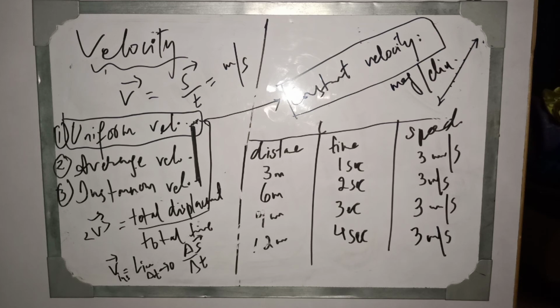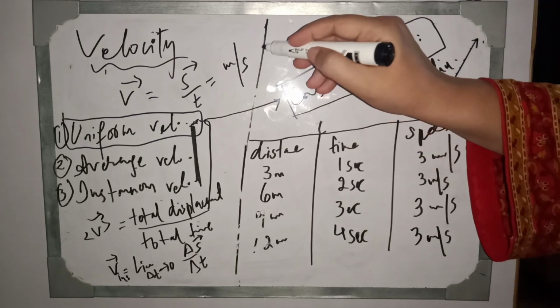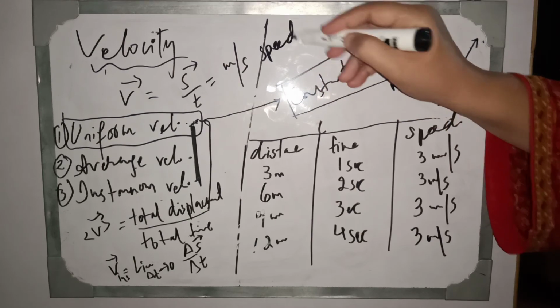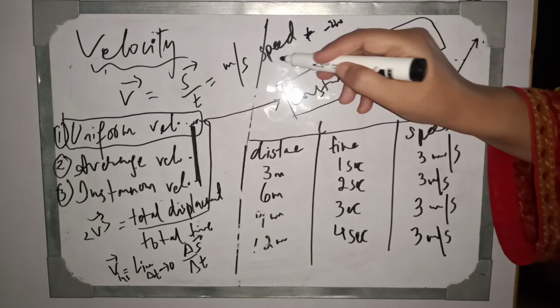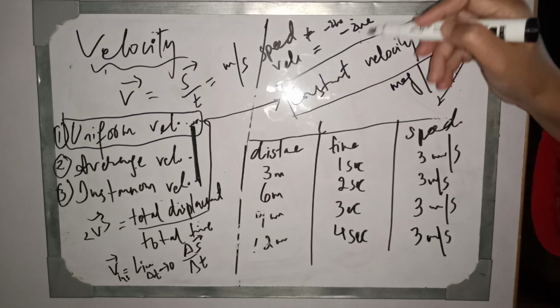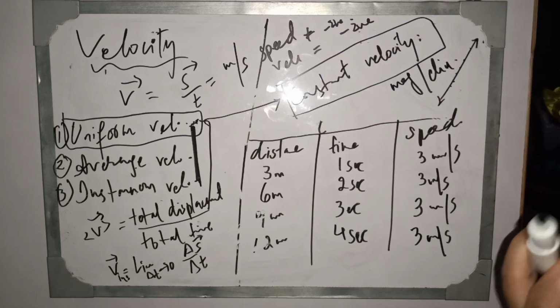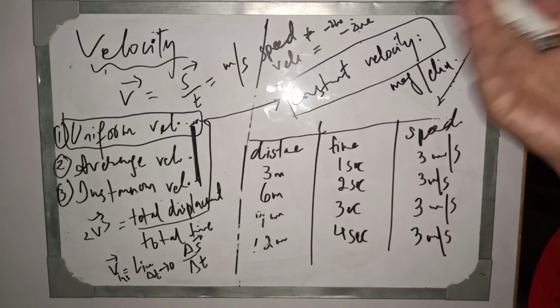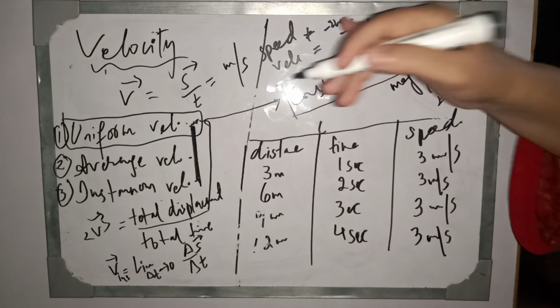Now there is one more difference between velocity and speed, and that difference is that speed can never be negative. This is a very important difference: speed can never be negative, but velocity can be negative. How is it possible? Because for speed we always need an increase in distance. Either distance increases or remains same, but it can never decrease, so speed can never be negative.